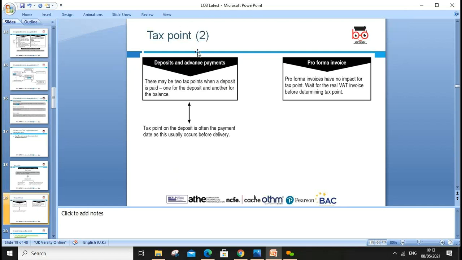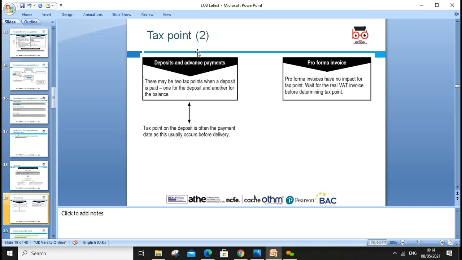Okay, the tax point, deposit and advance payment. There may be two tax points when a deposit is paid, one for the deposit and another for the balance. The tax point on the deposit is often the payment date, as it usually occurs before the delivery.